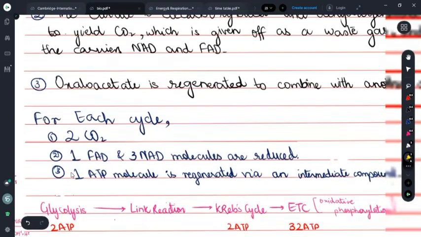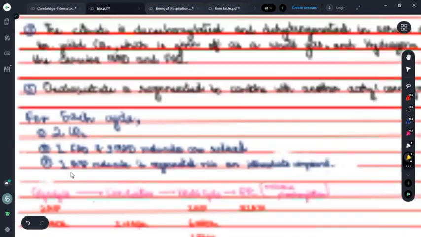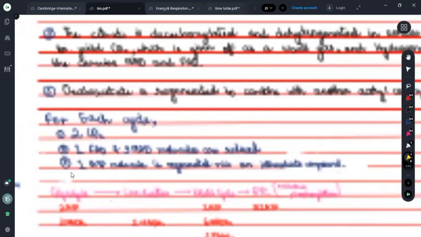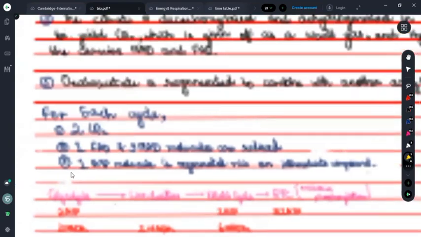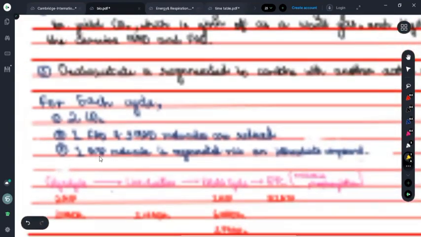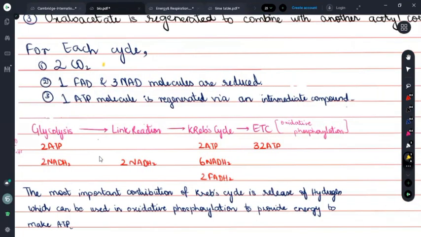So in each cycle, what we produced is 2 molecules of carbon dioxide, 1 molecule of FAD in the reduced form obviously, and then 3 molecules of NAD, also in the reduced form, and 1 molecule of ATP in the whole process of Krebs cycle.